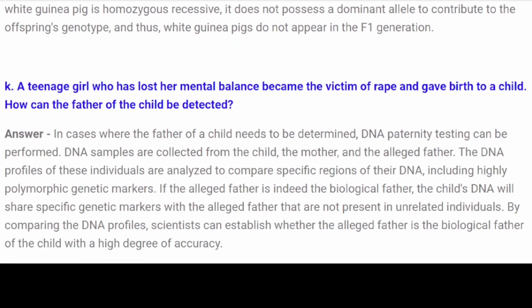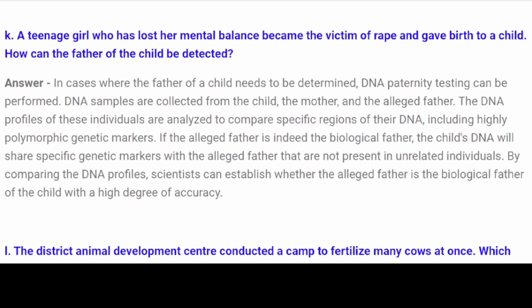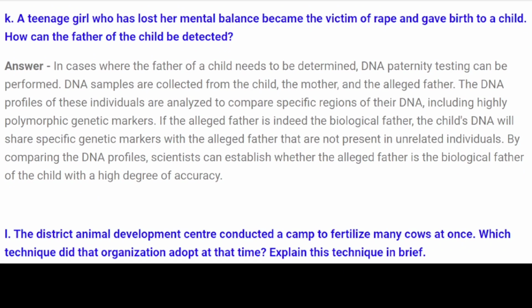K. A teenage girl who has lost her mental balance became the victim of rape and gave birth to a child. How can the father of the child be detected? Answer: In cases where the father of a child needs to be determined, DNA paternity testing can be performed.